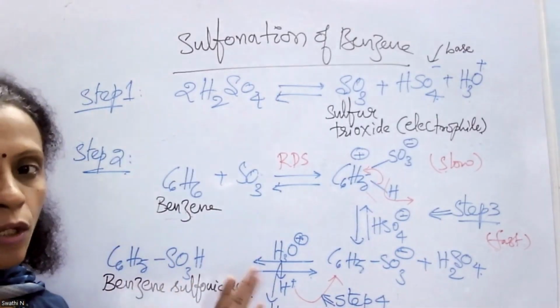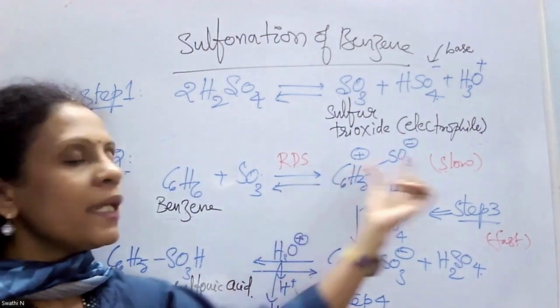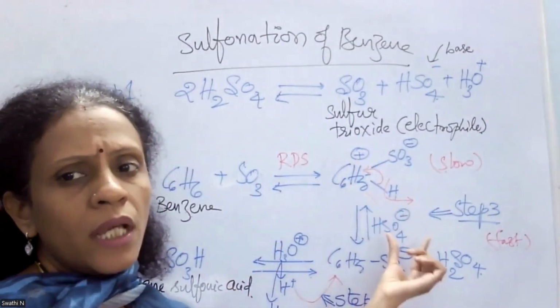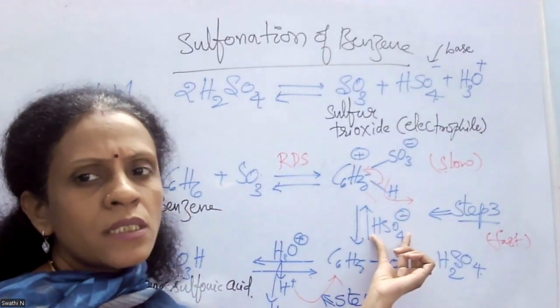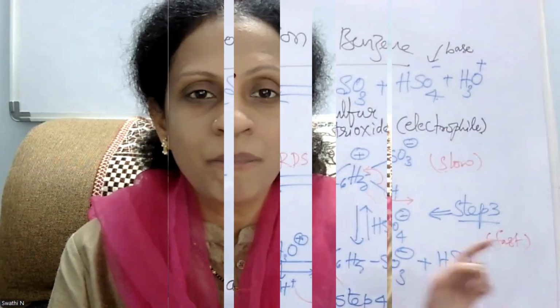So in this reaction also, formation of the carbocation is the rate determining step, and hence it is slow. And the reaction between the carbocation and the bisulfate ions, because it is a reaction between two ionic forms, is a fast step. I hope by this time you have understood the mechanism involved in sulfonation of benzene, where in addition to the 3 usual steps in an electrophilic substitution reaction, this particular reaction involves an additional protonation step.